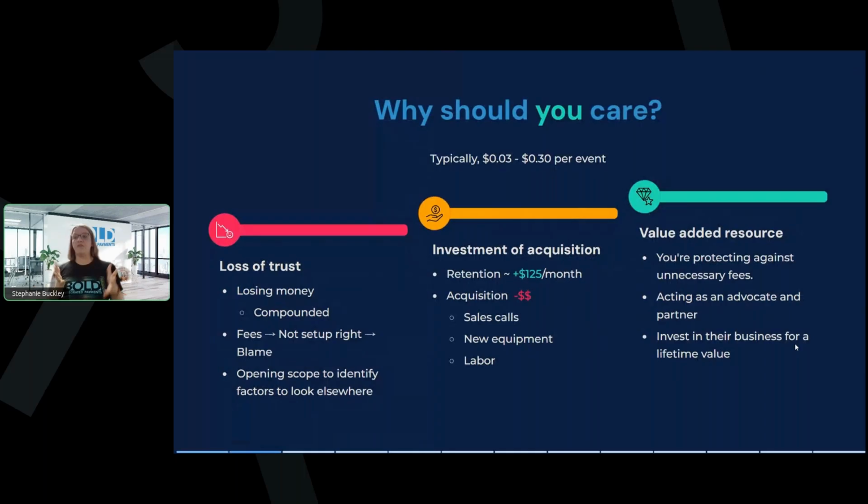Typically the fees that are incurred are anywhere between 3 cents to 30 cents per event. So it's very easy to say, 6 cents, why should I care? That's 6 cents. No one can really care about that or should really care about that. Well, I'm here to tell you why.